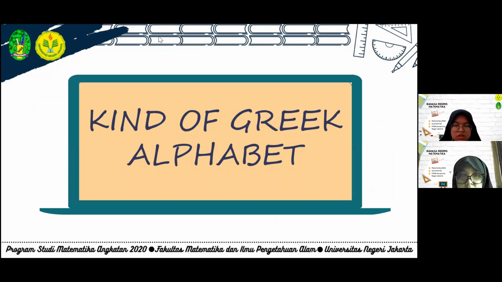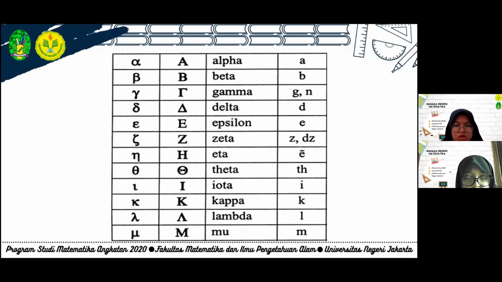Next is the kinds of Greek alphabet. This is a table that represents the Greek alphabet. The first column is the Greek alphabet as lowercase. The second column is the Greek alphabet as capital. The third column is the Greek alphabet name itself. The fourth column is the Greek alphabet on a keyboard.